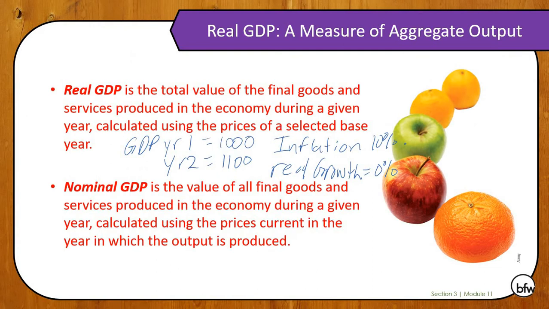Now, real GDP is the total value of the final goods and services produced in the economy during a given year, calculated using the prices of a selected base year. Now, don't worry about this blue in the middle here. I'm going to come back to it in a second. Nominal GDP is the value of all final goods and services produced in the economy during a given year, calculated using the prices current in the year in which output is produced, right?